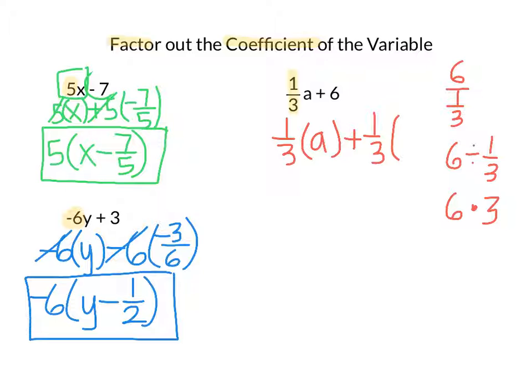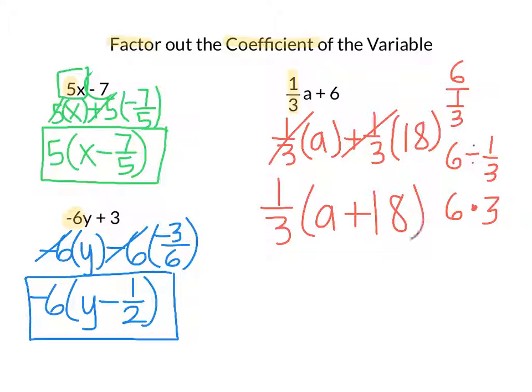So when I divide 6 by 1/3, it actually gives me 18. Pretty freaky, huh? Well, whenever you divide by a number between 0 and 1, it will actually increase the number. So we take out 1/3, put that in front, and I'm left with a plus 18. And that is factoring out the coefficient.